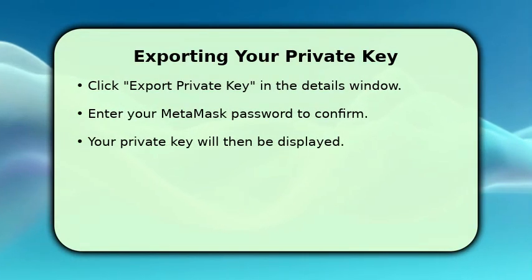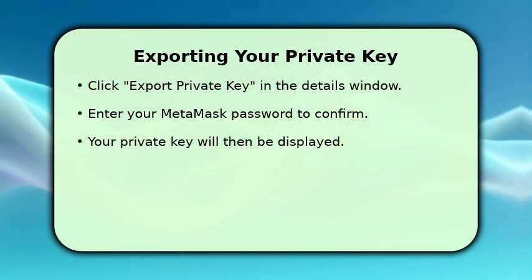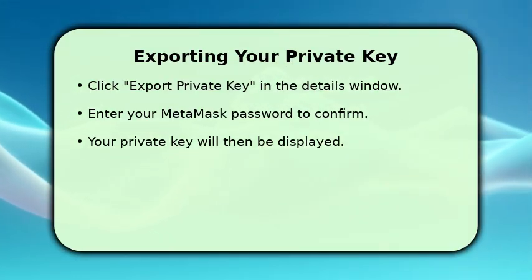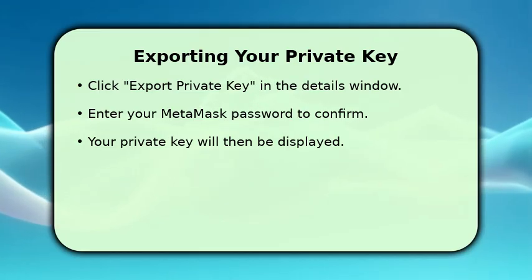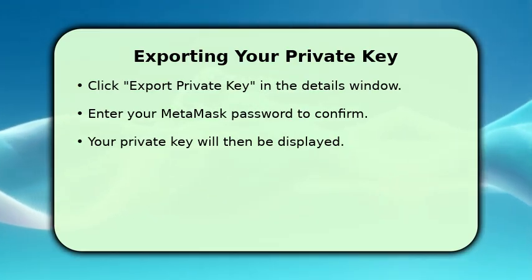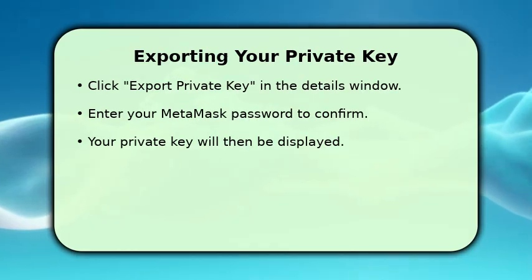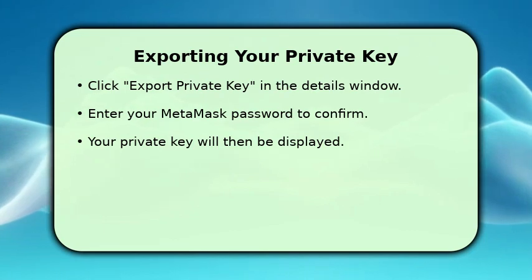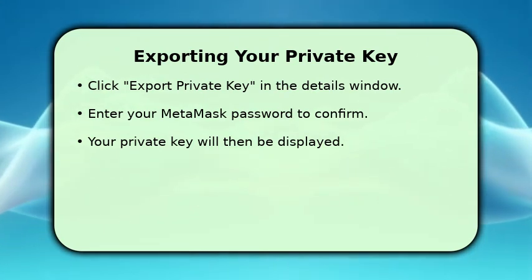In the Account Details window, you'll see an option that says Export Private Key. Click on this button. For security, MetaMask will prompt you to enter your password. Carefully type in your MetaMask password and click Confirm. After successful confirmation, your private key will be revealed on the screen. This is a critical moment, so proceed with caution.